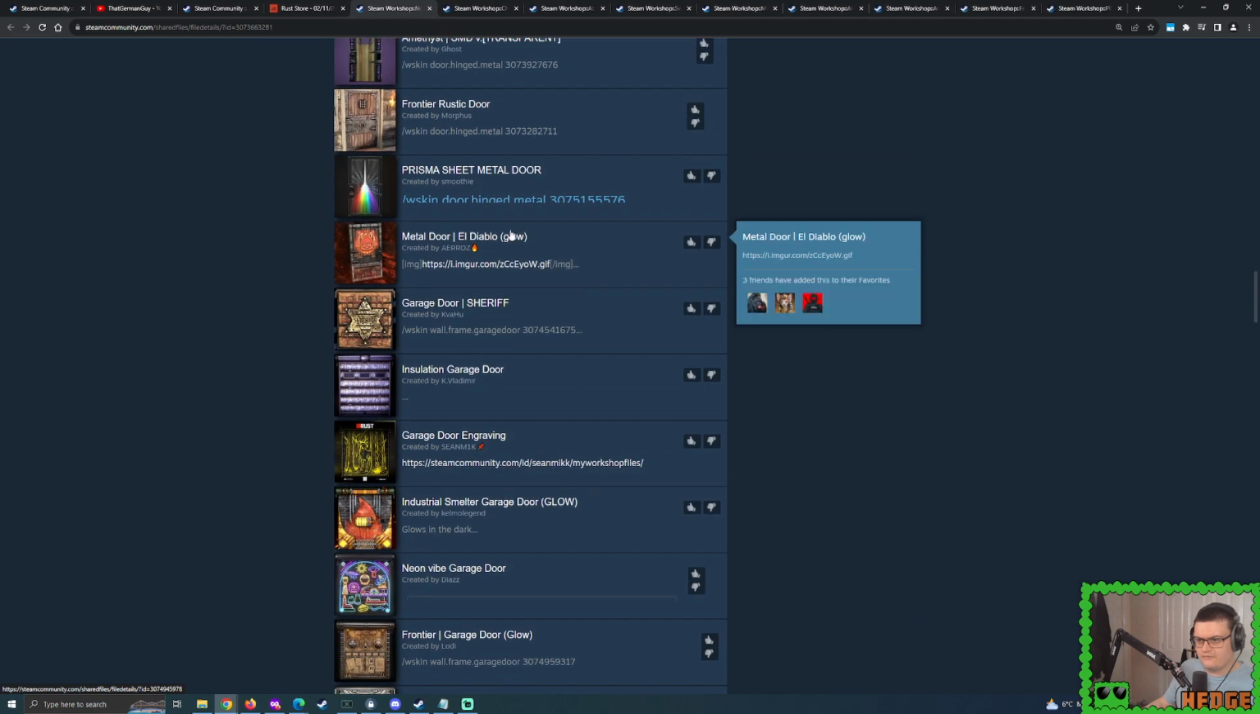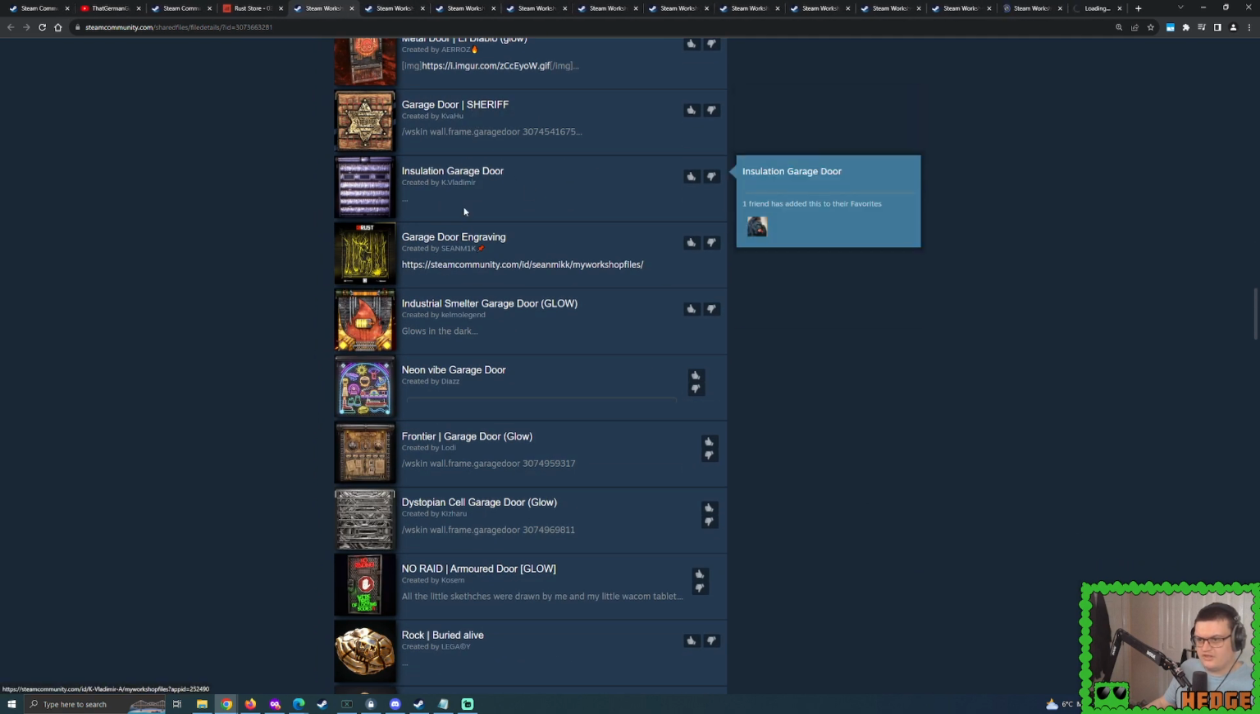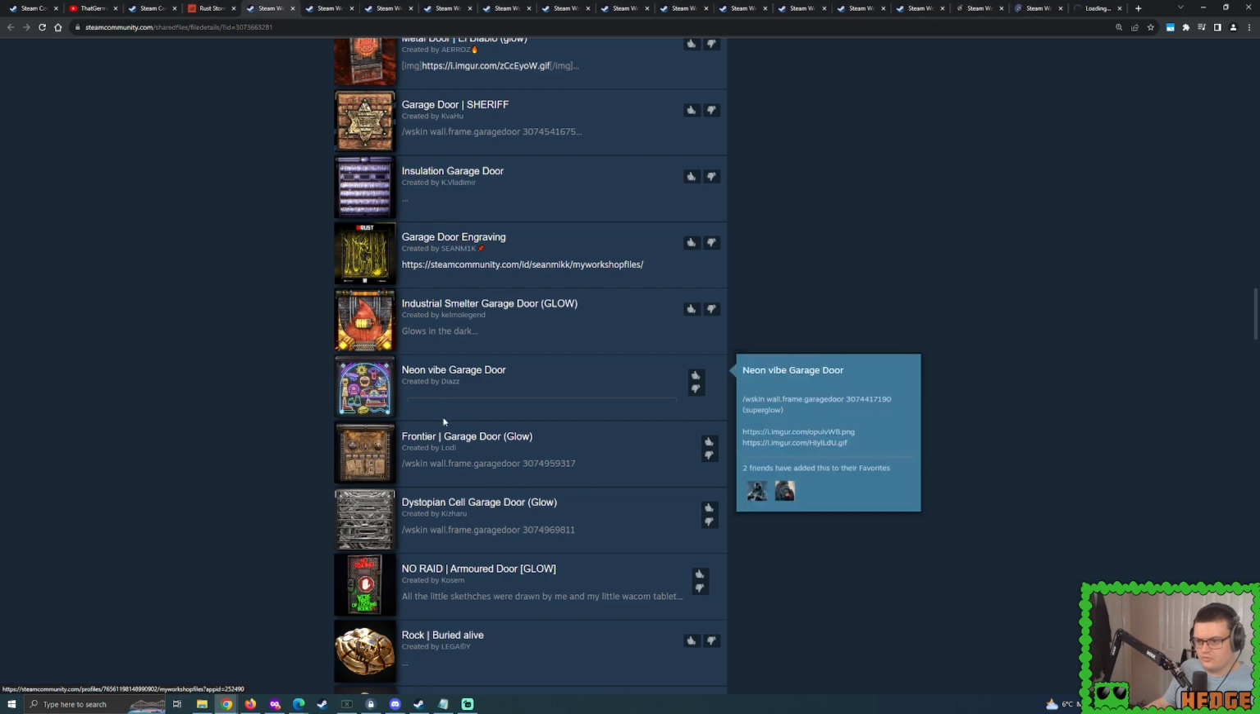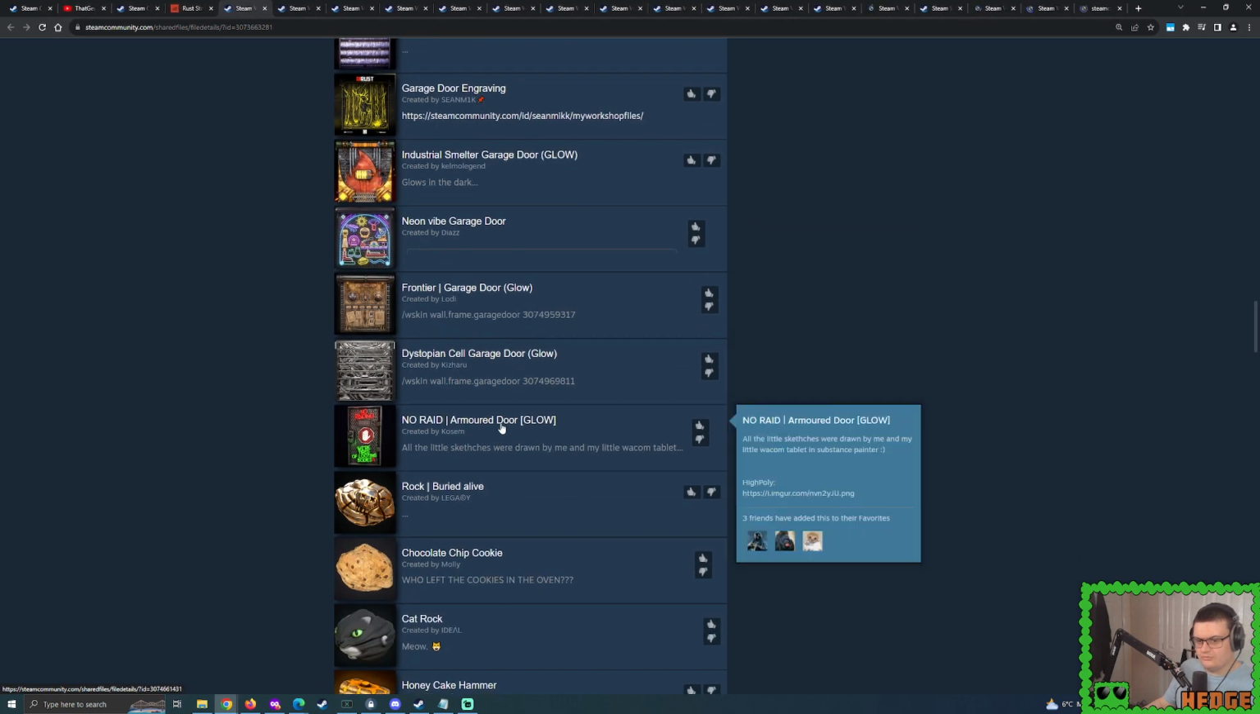Very bright, very colourful. And you know what? We'll just go all the way. We'll get the garage doors as well. Okay, cool. And that will be all the deployables.